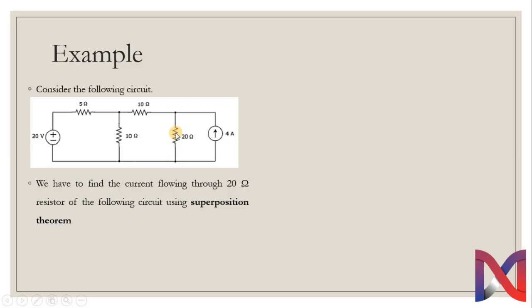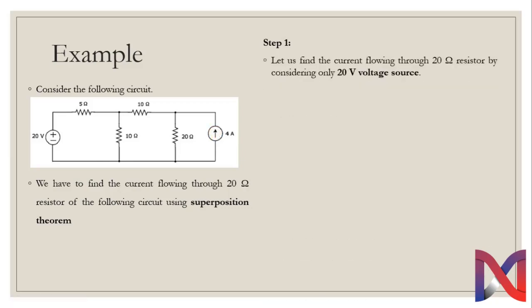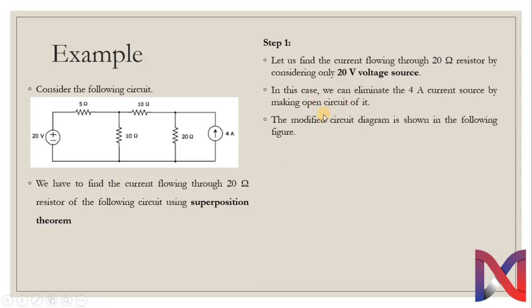Now remember the steps of superposition theorem. Here we have 2 independent sources. One is a voltage source and another is a current source. So step 1 is let's find the current flowing through the 20 ohm resistor by considering only the 20 volt source. So we will kill the 4 ampere source and keep the 20 volt source alive. As I said, we are going to eliminate the 4 ampere current source by making an open circuit. The modified circuit is shown in the following figure.